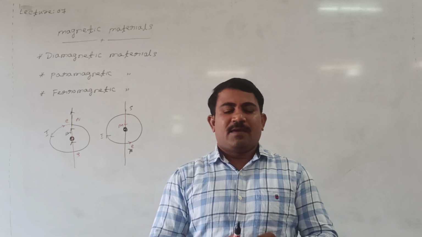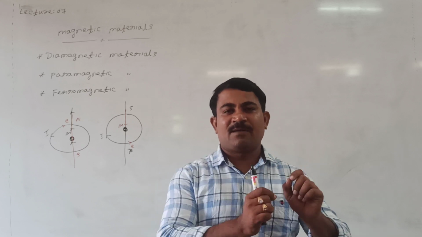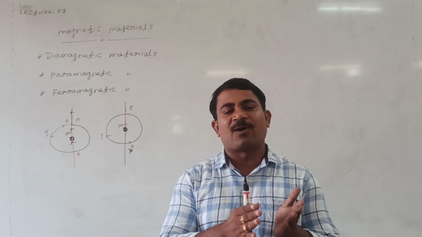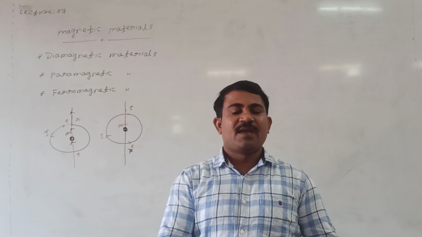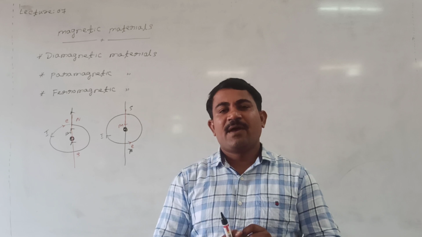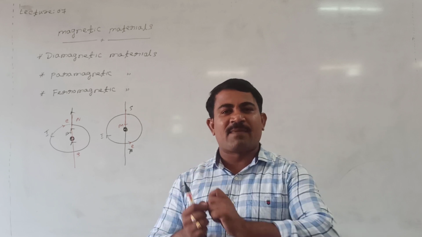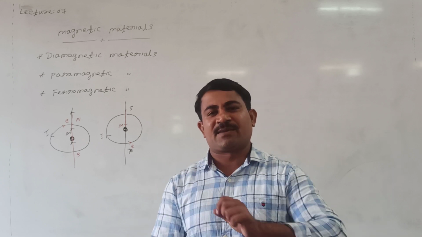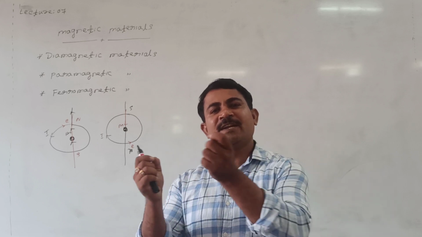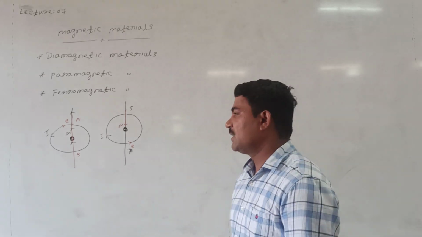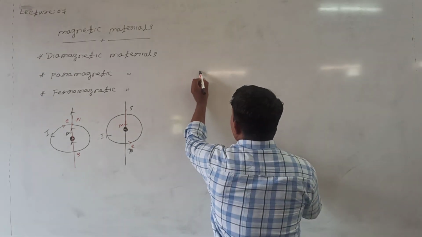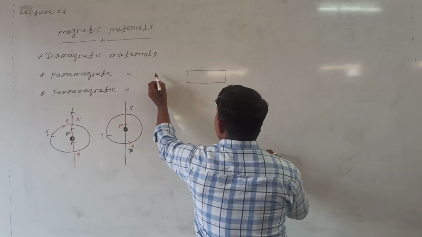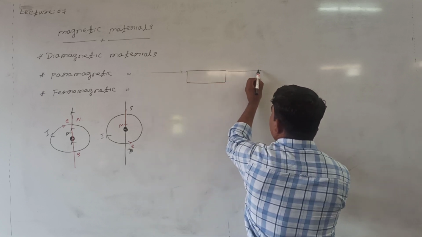We know that if any material is subjected to an external magnetic field, it gets magnetized either along the direction of the applied magnetic field or opposite to it. Two things happen. One is that when a material is subjected to an external magnetic field, magnetic dipoles align along the direction of the applied magnetic field. See here, this is the material, any material you can take, and this is the external magnetic field.